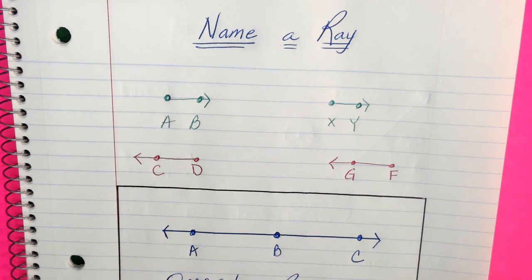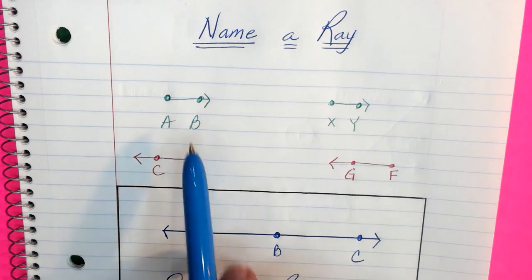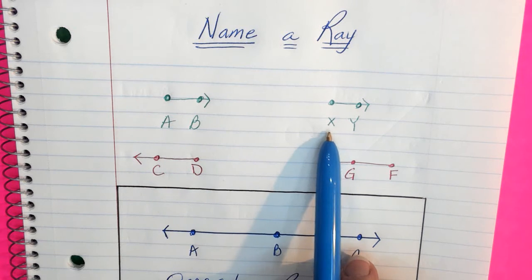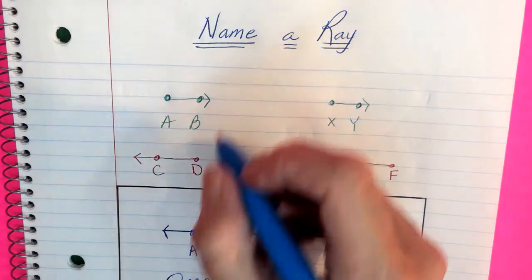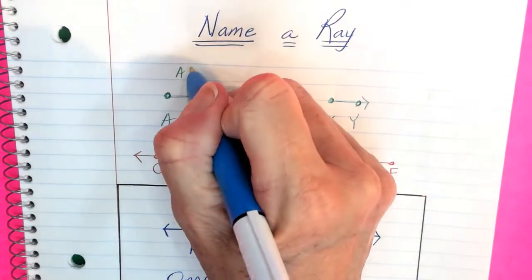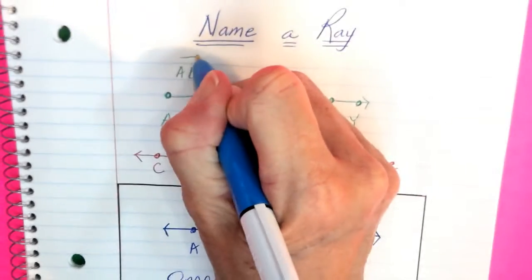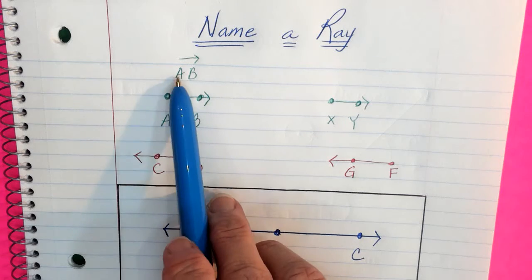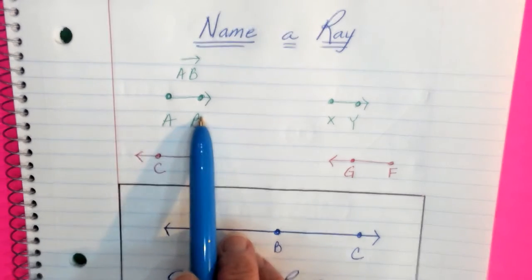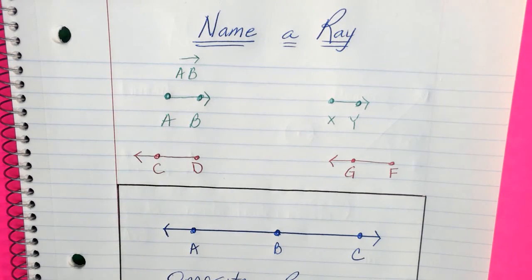So let's talk about how you name a ray. Pictured here in green at the top are two rays. You always name it starting with the endpoint, then the other point. It takes 2 points to name a ray, and it has to have the symbol above it. So we've just written the notation to name this ray AB that we see below.